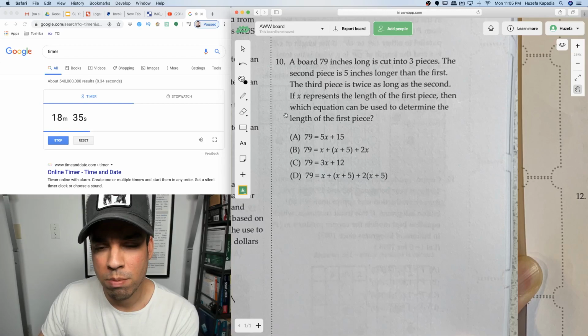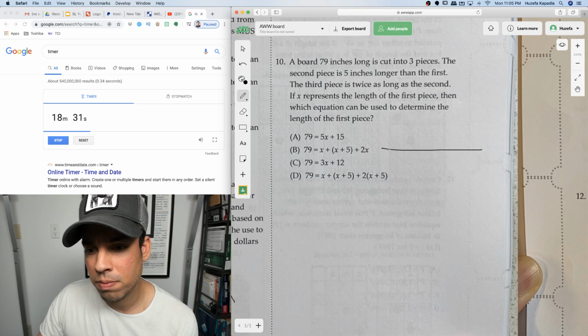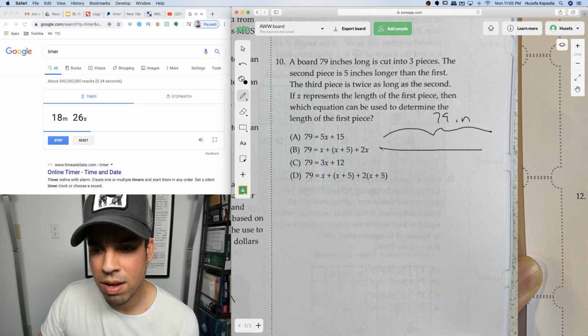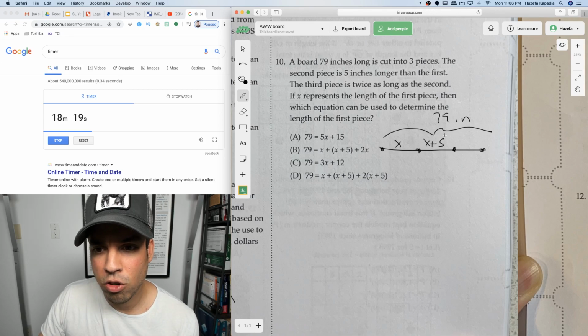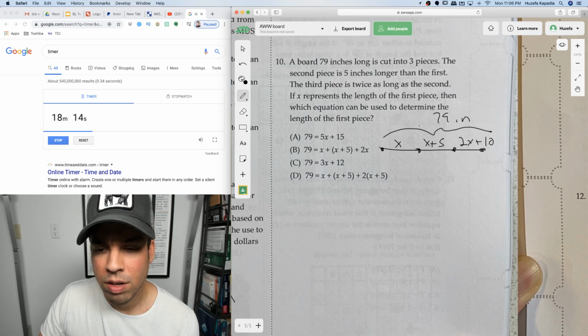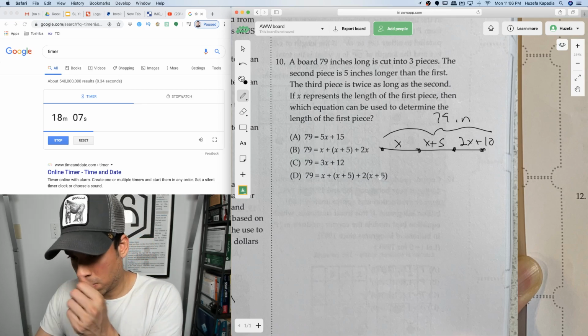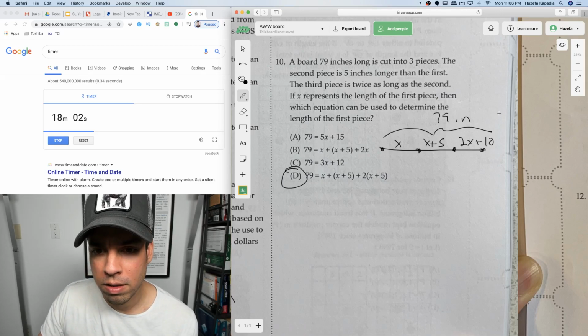Number 10, a board 79 inches long is cut into 3 pieces. The second piece is 5 inches longer than the first. Okay. The third piece is twice as long as the second, so it's 2x plus 10. If x represents the length of the first piece, then which equation can be used to determine the length of the first piece? x plus 5 plus... Yeah, 2 times (x plus 5) equals 79. It's this. That's it.